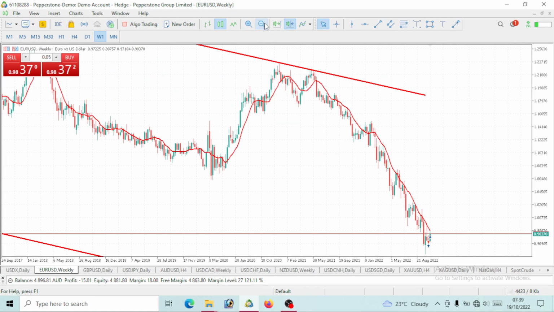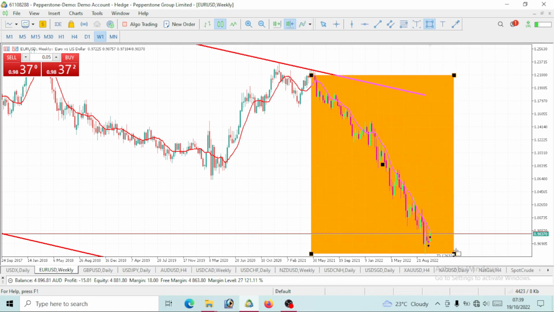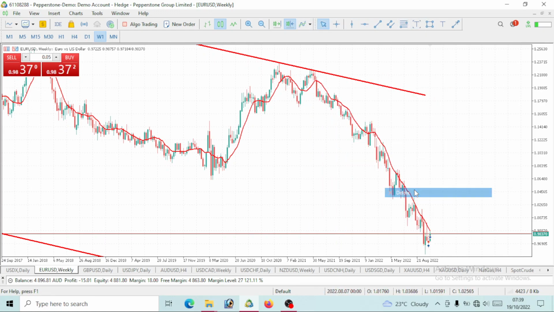Now take a look at this Euro USD. This is the full trend on the weekly time frame. We will start from here. Clearly, we can see it is a bearish movement, right? We all know that this price is dropping. So, I mean, even if you're a new beginner, you would have known that this is actually a bearish move.